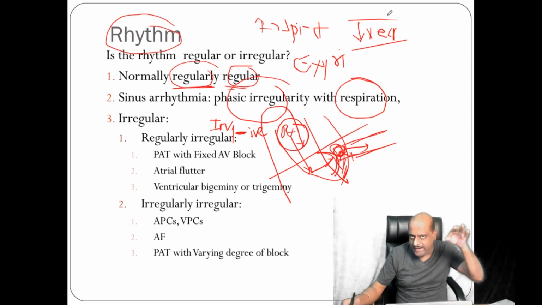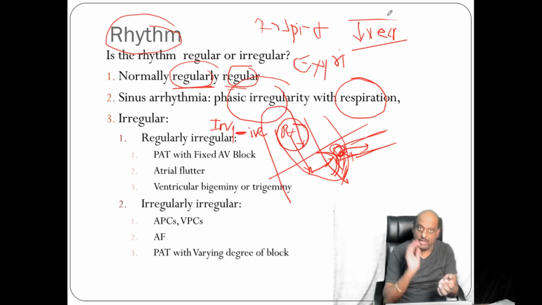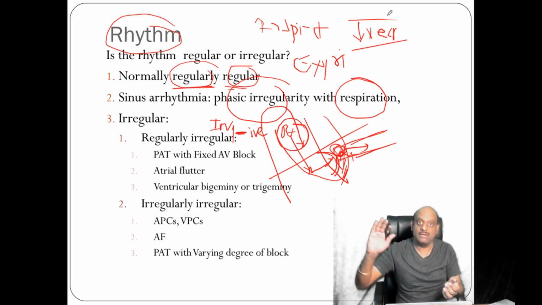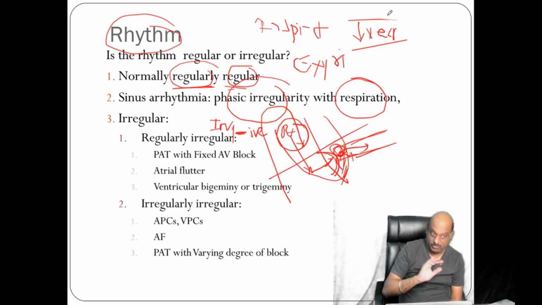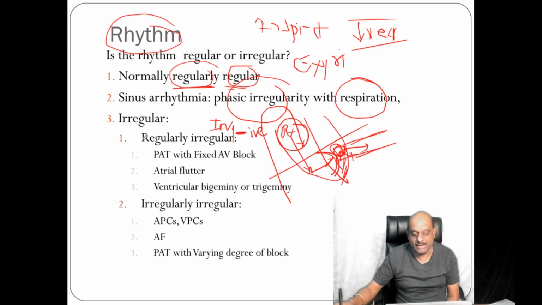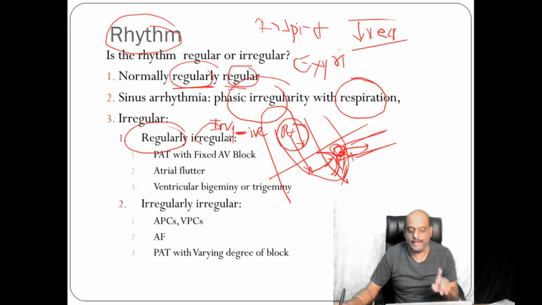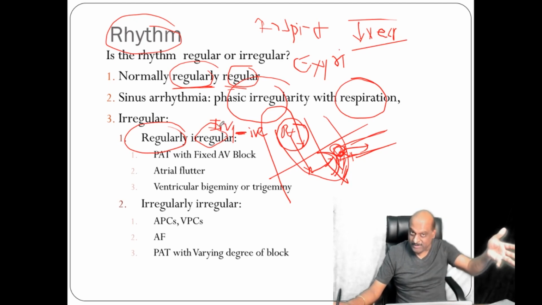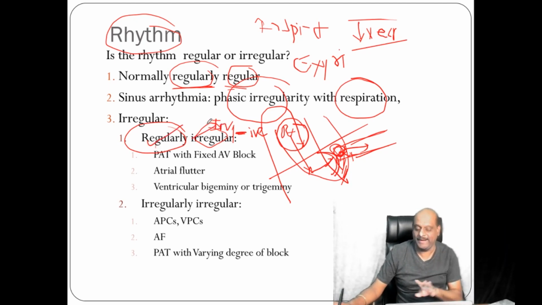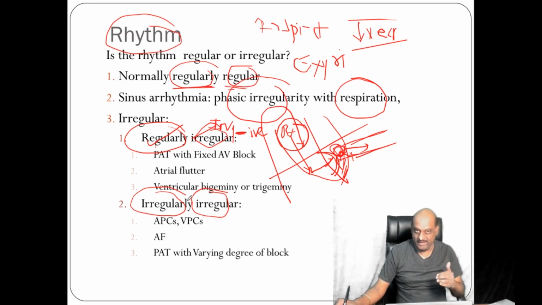Then, if the pulse is irregular, sa, re, gagama, sa, re, gagama. So, instead of sarigama, it is becoming gagama. Then what is the underlying cause? If it is regularly irregular, sa, re, gagama, sa, re, gagama. Whereas if it is irregularly irregular, sa, sa, re, re, re, sa, sa, sa, re, sa, sa, re, sa, sa, re, re, ga, ga. So, it is irregularly irregular.